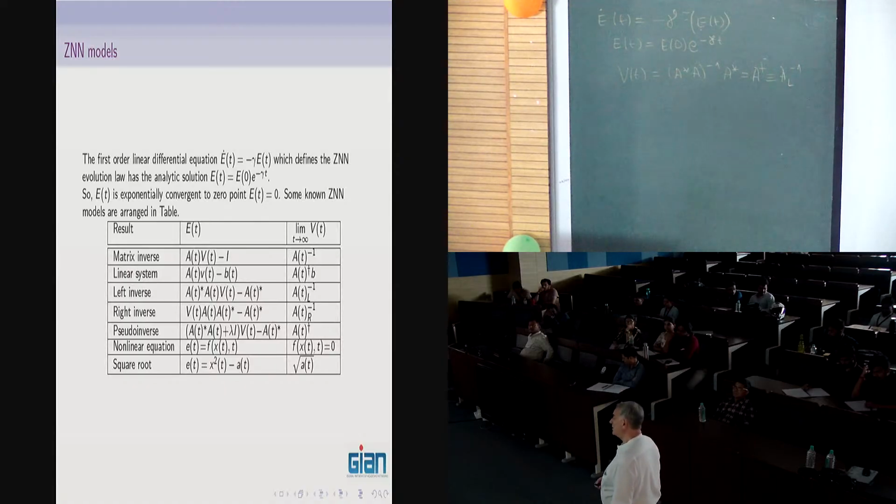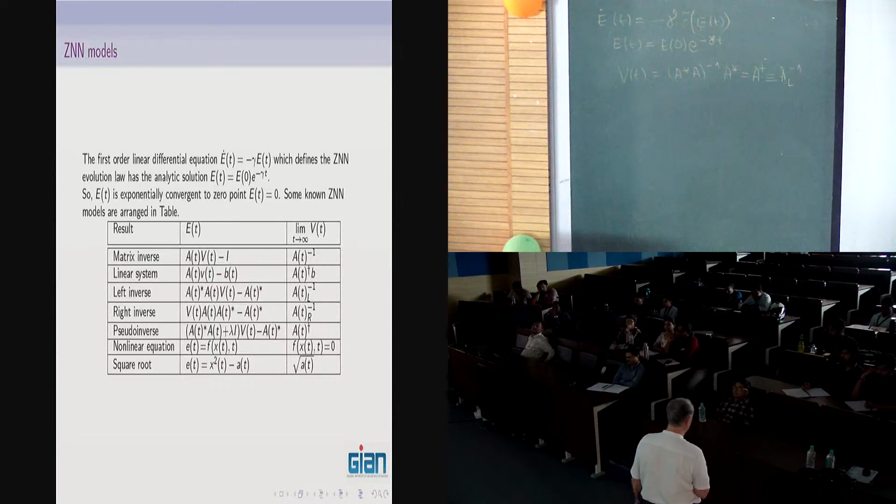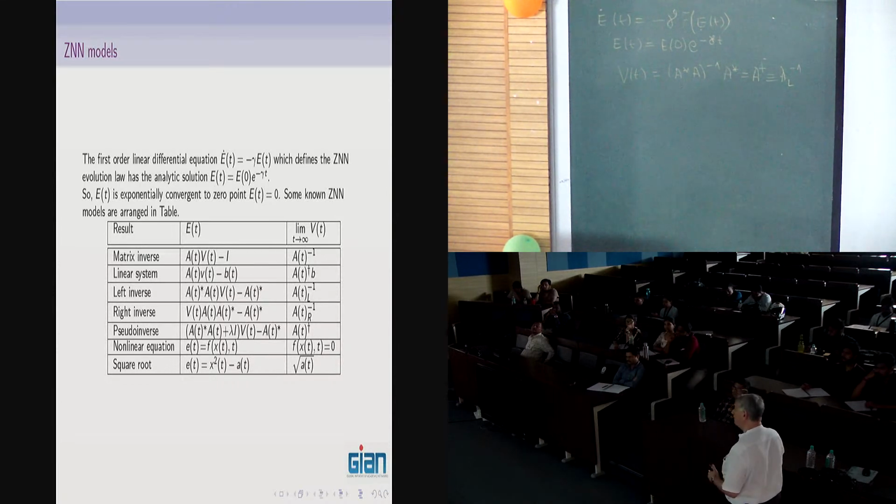And finally, it is square root of number. And here, during our lectures, we will consider scalar values, we will consider vectors, and we will consider matrices.